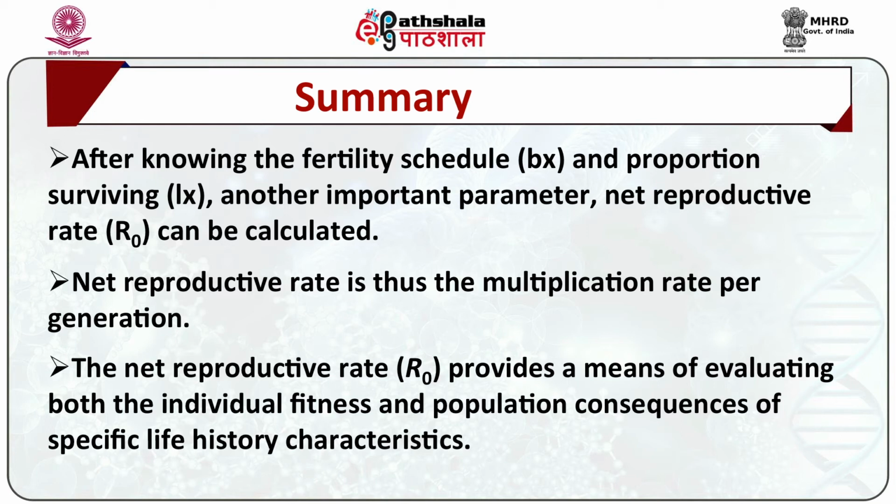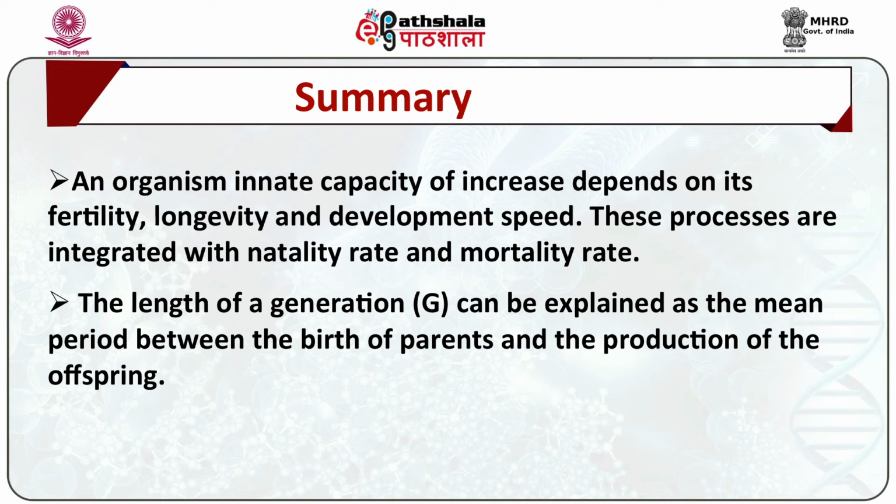The net reproductive rate provides a means of evaluating both the individual fitness and population consequences of specific life history characteristics. An organism's innate capacity of increase depends on its fertility, longevity and development speed. These processes are integrated with natality rate and mortality rate. The length of a generation, capital G, can be explained as the mean period between the birth of parents and the production of the offspring.